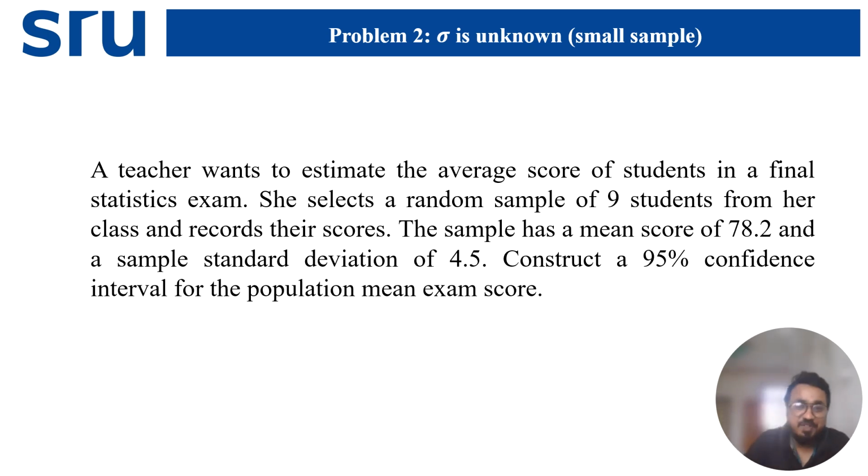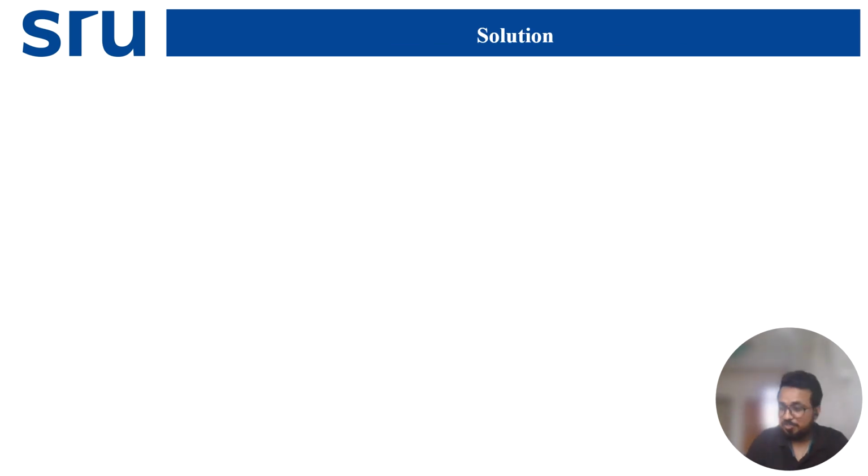So here we can see that the population standard deviation is not given, right? And here n equal to 9, that is less than 30. So we can say that this is a small sample. Okay. So corresponding to that, we will use the formula for finding the confidence interval. Okay. So let us start the solution for this question. What is given here?